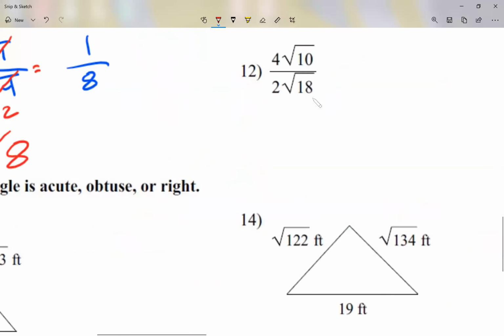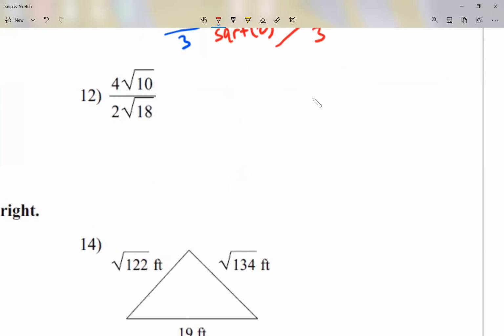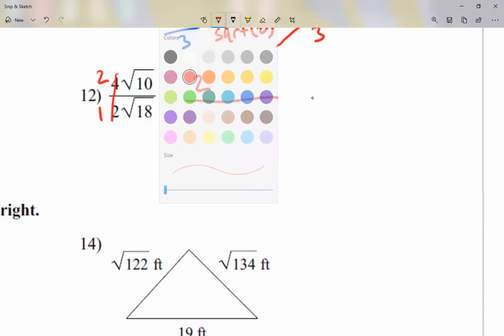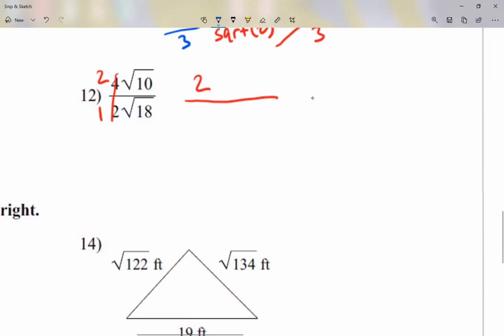All right, let's take a look at question number 12. I'm going to simplify first. I see 4 over 2. That's basically 2 over 1. The 1 I don't have to write, so I'm just going to write a 2 on the top. Then I look at my square roots. If the 1 at the bottom was a perfect square, nice, right? Make it a whole number, we're good to go, but it is not. So I'm going to make it a fraction of 2 radicals.